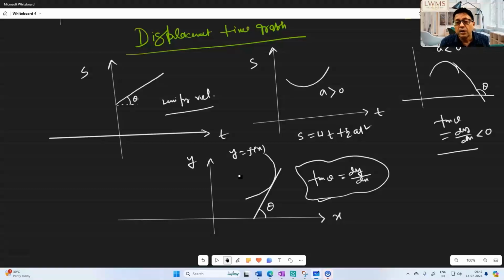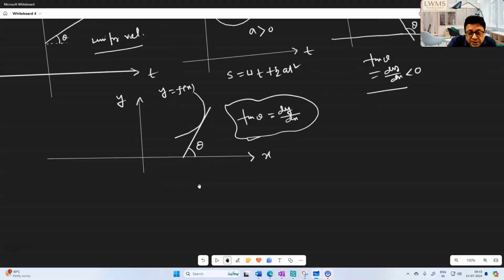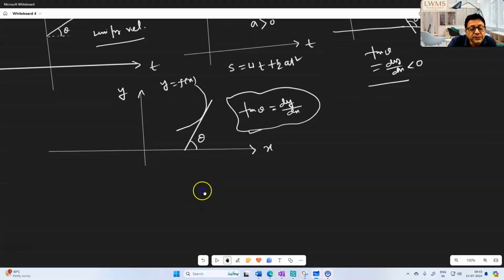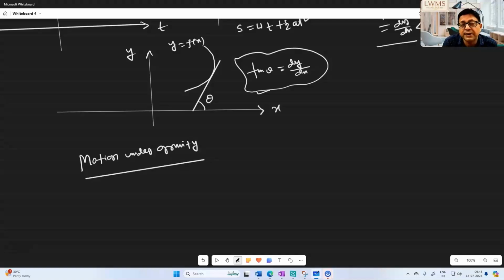Okay. So derivation of equation and graphical method, I definitely remind you, when you are going to solve problems, this kind of thing you need to revise. Then comes motion under gravity. All the equations remain the same.